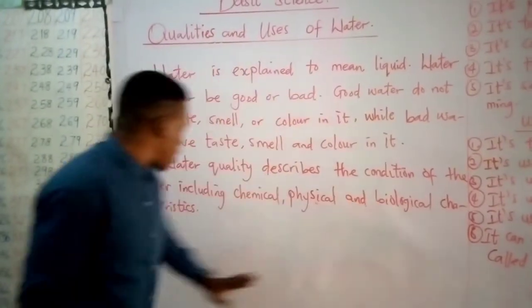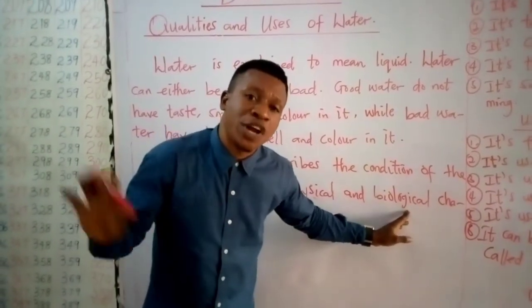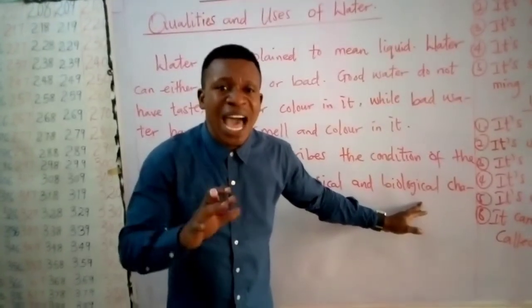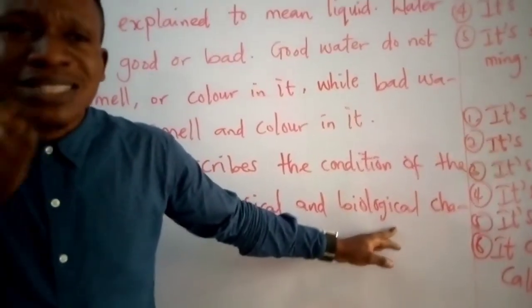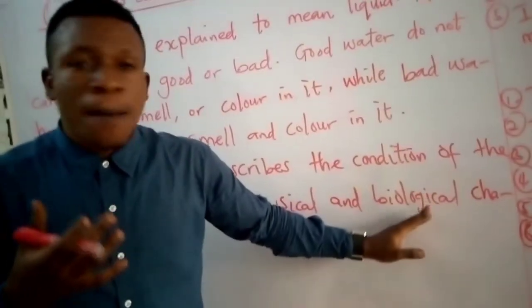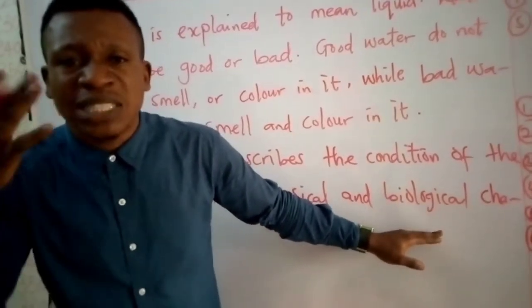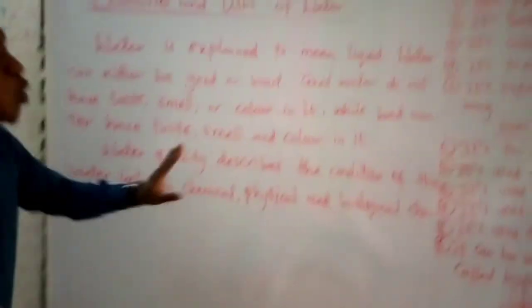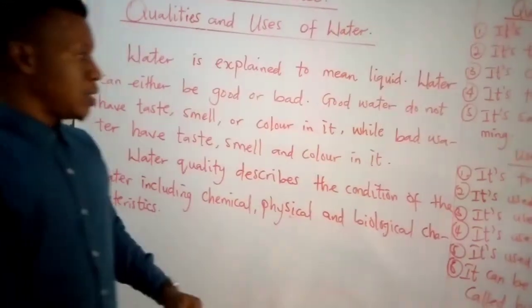And biological characteristics. Why do we say biological? If any water has germs, because there are some bad waters that have germs that we cannot see with our eyes. Germs are tiny organisms. So when water contains biological elements such as germs, the water is unsafe and it's bad. So it's important that you note that good water does not have taste, smell, or color.